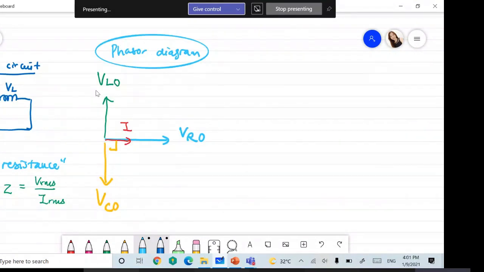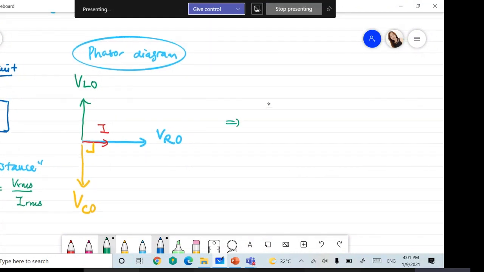Phasor diagram. VL0 and VC0 differ by 180 degrees, right? So I can combine them into only a phasor diagram with two components. Then here will be VL0 minus VC0, because the difference between VL0 and VC0 is 180 degrees. So I combine it to make it VL0 minus VC0.